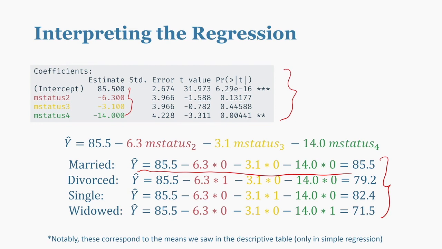So let's look at married, which is our reference group, right? So we plug in all of our estimates down in the equation, and then you can see for each variable, we plug in a 0, right? Because married is our reference group, it is just our intercept. And then if you go down to divorce, we plug in a 1 for the divorce variable and 0 for the other categories, which will lead to a mean of 79.2 for the divorced group, and so on.